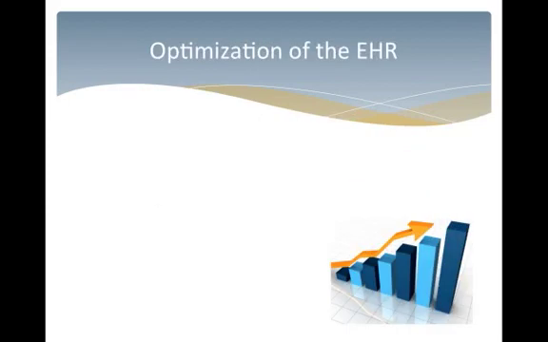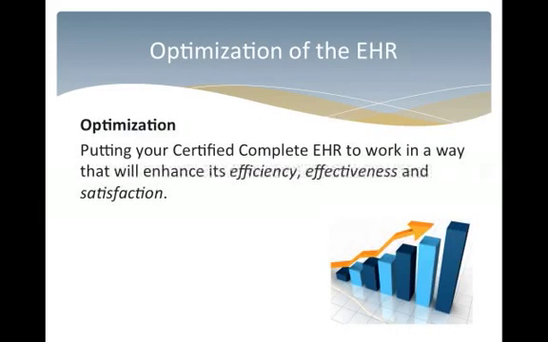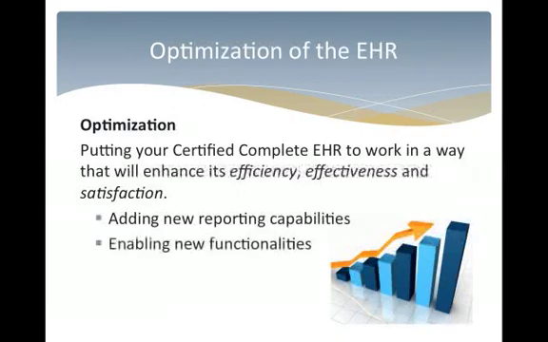Optimization for your certified complete electronic health record means putting this technology to work in a way that will enhance its efficiency, effectiveness, and end user satisfaction. There are different ways that you can optimize your system: using a data warehouse or reporting software to pull the data you need, enabling other functionalities like e-prescribing, or working with your network, your vendor, or your informatics team to change the templates used so that you can efficiently capture comprehensive and accurate clinical data. These are all examples of great ways to enhance or optimize your system.